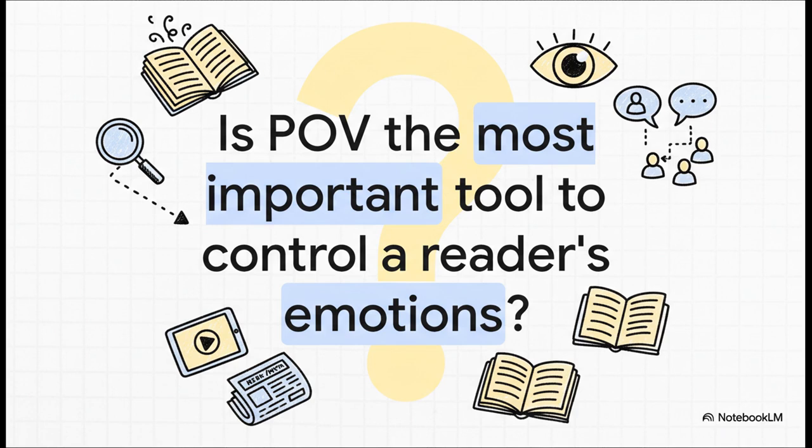And so we end with one last big question. Now that you've seen how a simple pronoun can transform sheer terror into a dry statistic, I want you to really consider this. Is point of view the single most powerful, most important tool a storyteller has for controlling a reader's emotions? That's the thought I want to leave you with.